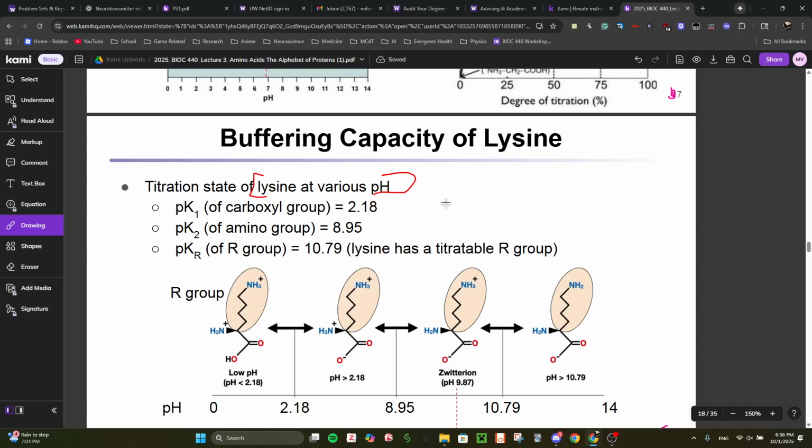The easiest way to do this, if you're not comfortable or just don't remember how to do these, is to do a number line, and then to go through these. So the pKa of, I'm just going to round these.